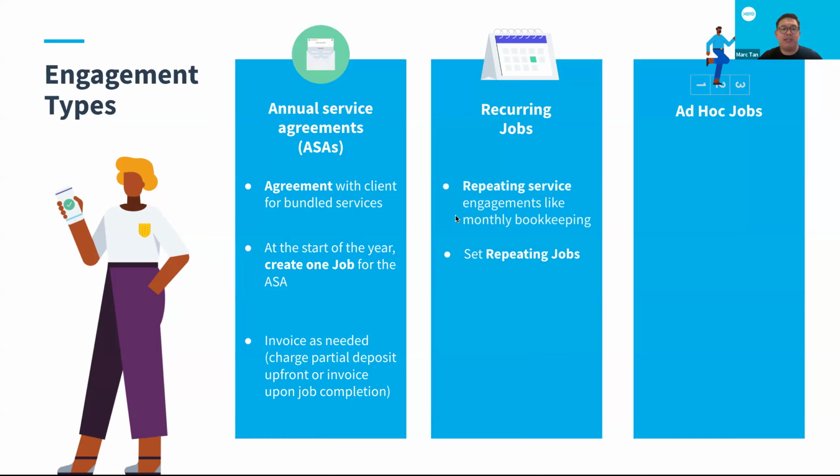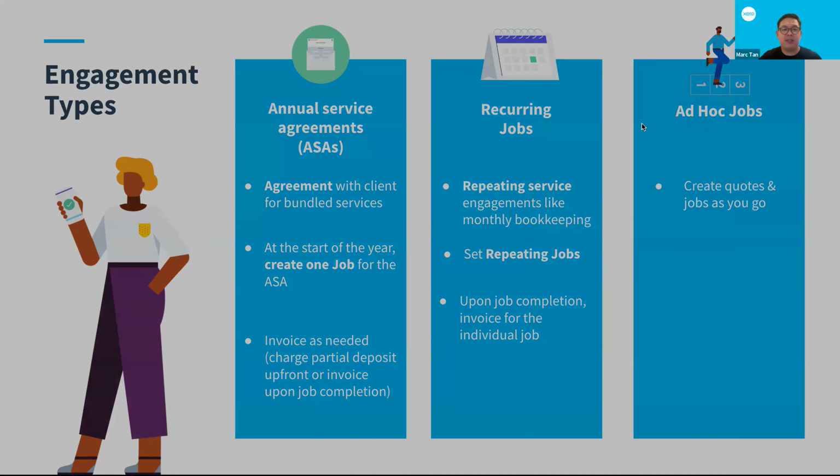Next, we have recurring jobs. These are for the clients who have ongoing repeating engagements but are not on a fixed annual fee. Think of services like monthly bookkeeping, GST filing, or payroll. With this model, you set up a repeating job template within XPM itself, and a new job is automatically created for each new period. This is perfect for firms who bill on a service or time-billed basis each month. It is an efficient way to make sure that no job is forgotten and your billing is always up to date.